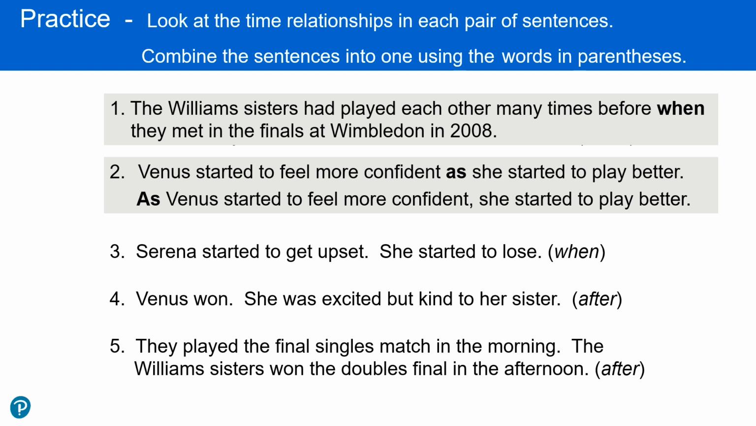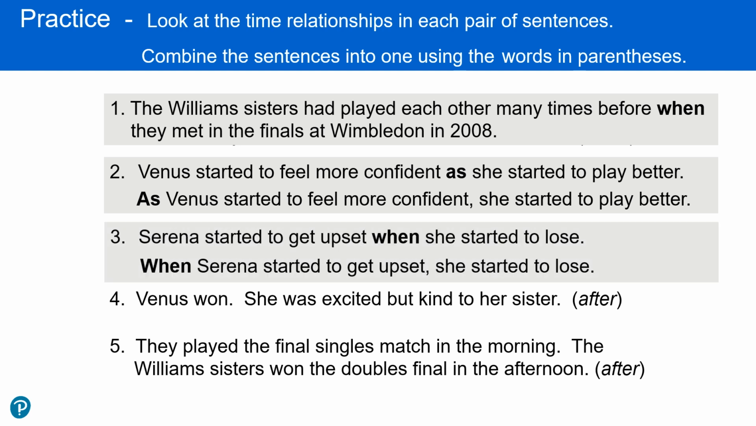Now, the clause that is connected with as usually has the idea that that happened first, or that's the cause. So Venus started to feel more confident as she started to play better, meaning that the confidence came first. As she started to play better was the cause, and Venus started to feel better as a result of that. Number 2, as Venus started to feel more confident, she started to play better. This sentence has the meaning that first, Venus was feeling more confident, and then because of that, she started to play better. They're happening at the same time, but the clause with as is the cause.